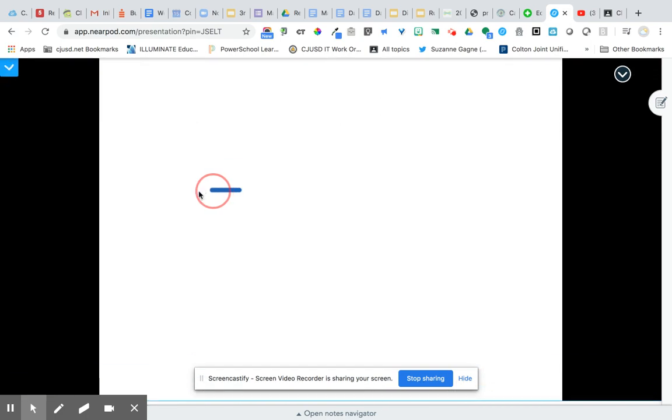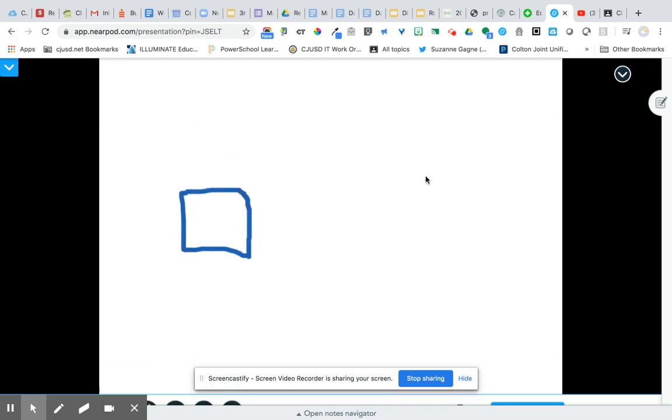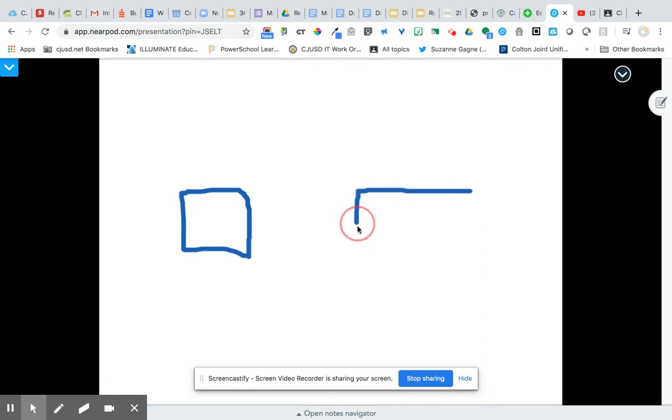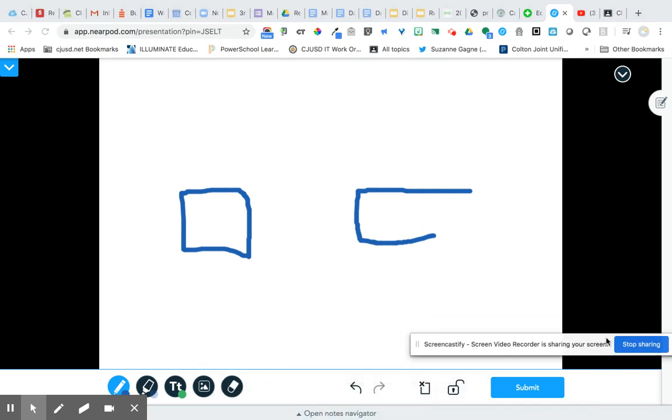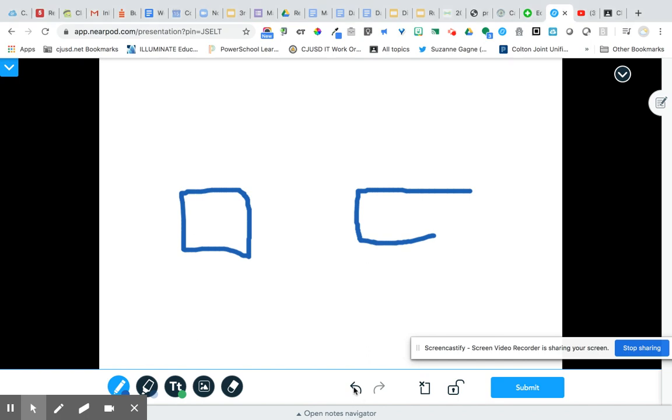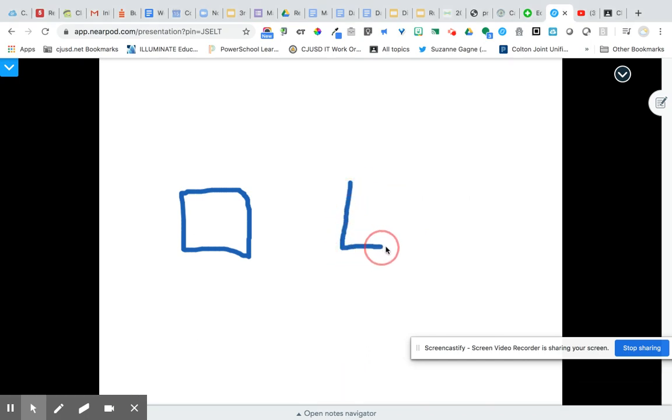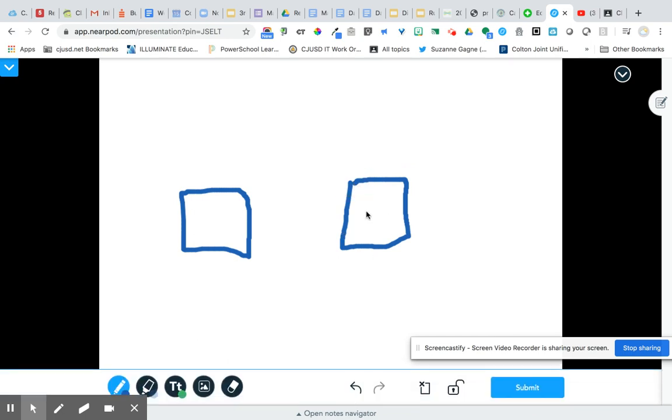So we can say square. Actually, not that one. It would have to be a rectangle with all sides the same. And when you do that, it's a square. So it's a special rectangle called a square.